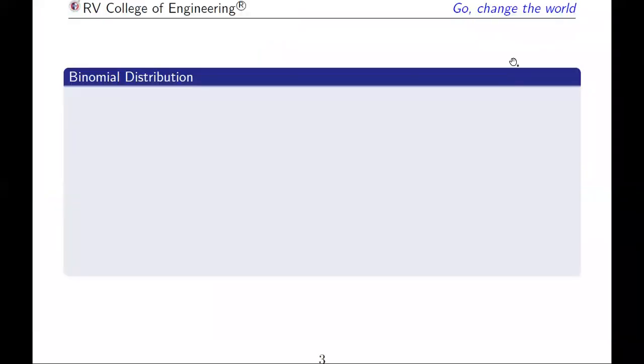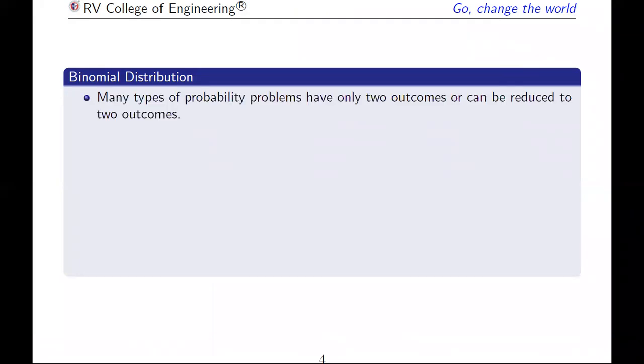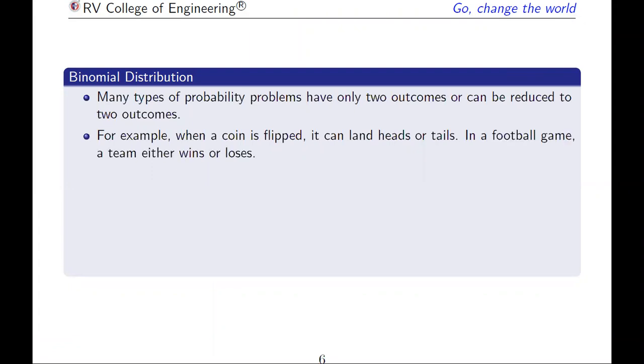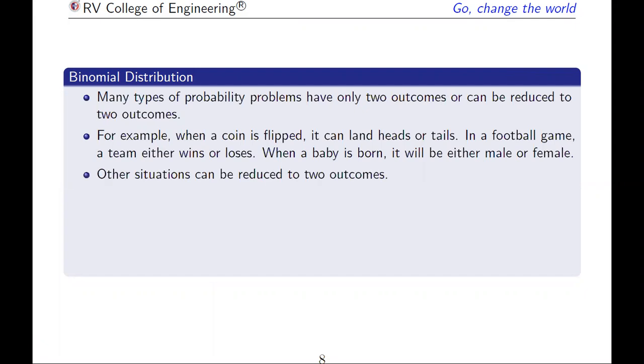We consider binomial distribution. Many types of probability problems have only two outcomes or can be reduced to two outcomes. For instance, when a coin is flipped, it can land heads or tails. In a football game, a team either wins or loses. When a baby is born, it will be either male or female. Other situations can be reduced to two outcomes.